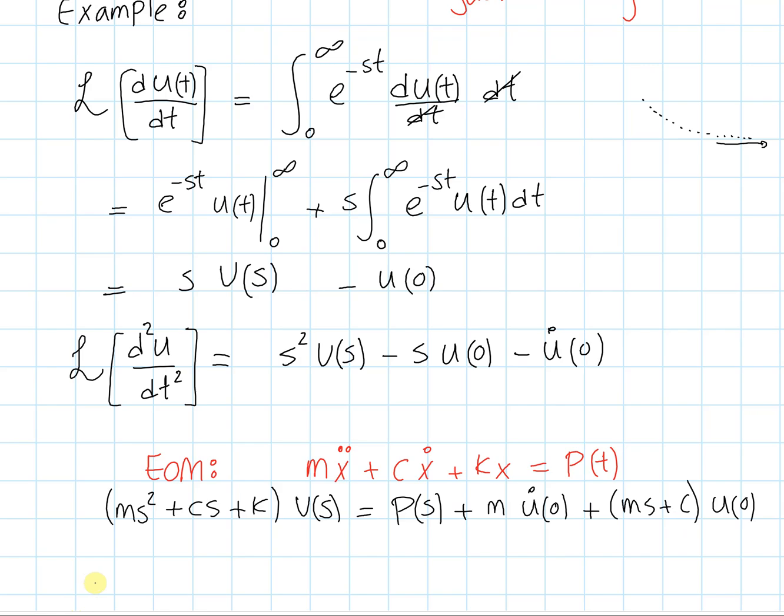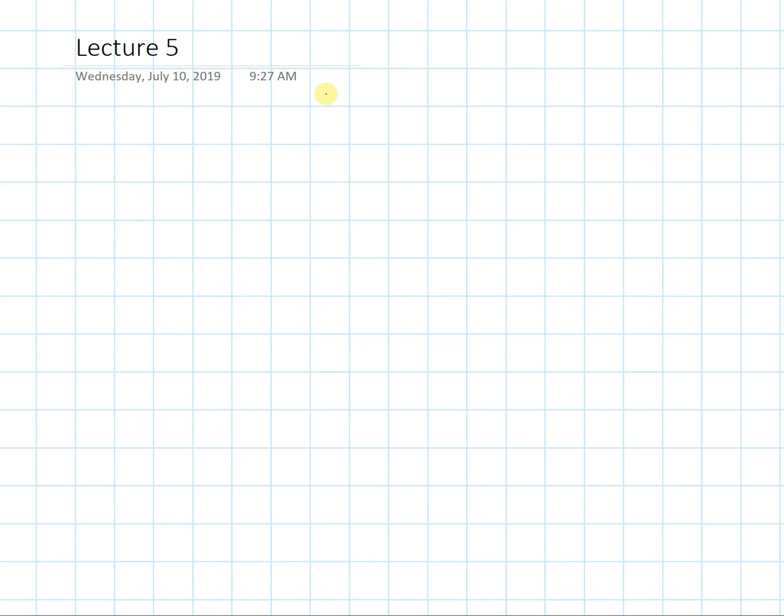And usually we assume that initial conditions are 0. So if I'm saying my initial conditions are all 0, then this term approaches 0 and this term approaches 0. So anytime I have an equation of motion and the initial conditions are 0, I can simply replace my second derivative term with an s squared. I can replace my first derivative term with an s, and I can have a k, and I will have U(s), and my forcing function will be P(s).